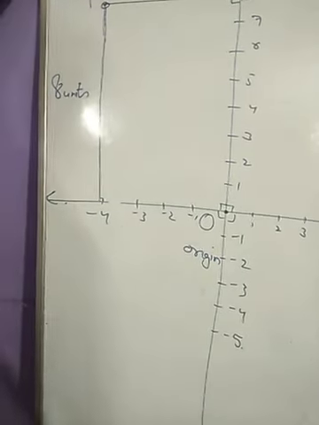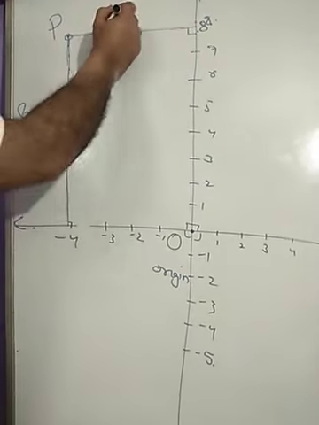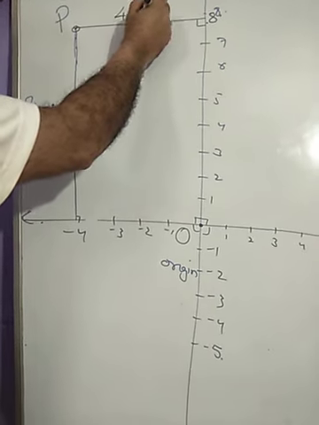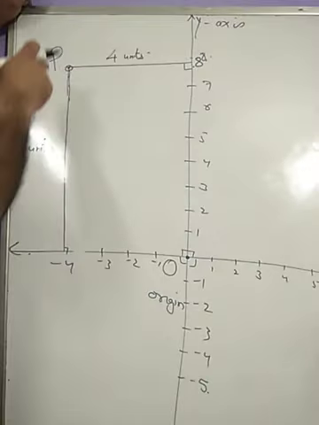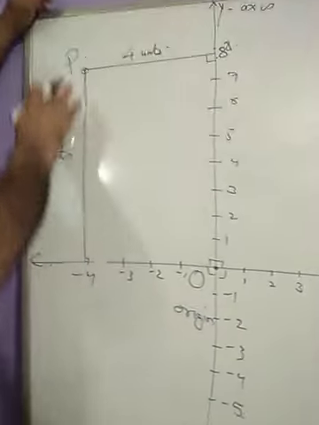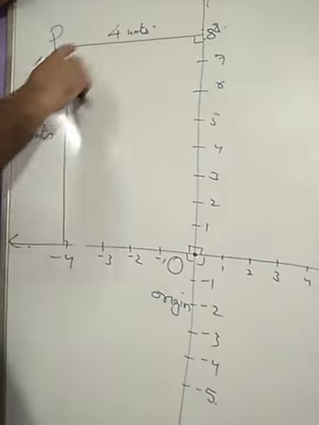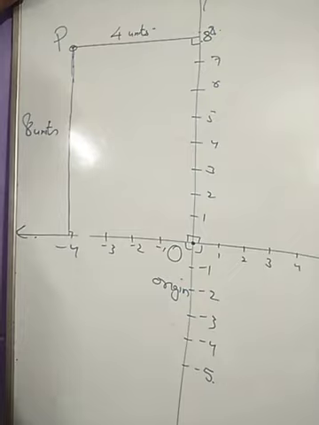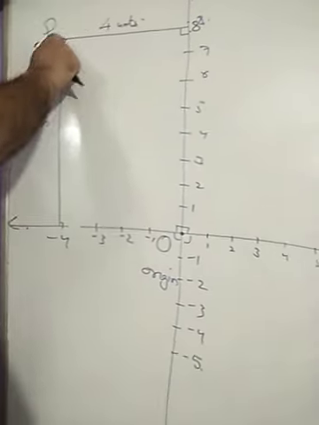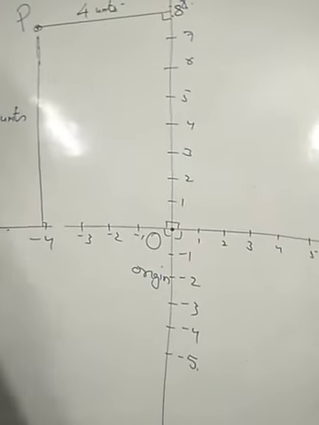And what is the distance from the y-axis? This is the distance from the y-axis. How much is it? 4 units. Remember, distance is always positive. So how is the position represented? How can we tell now what the position of the point in a plane is? It is 4 units away from the y-axis and 8 units away from the x-axis.